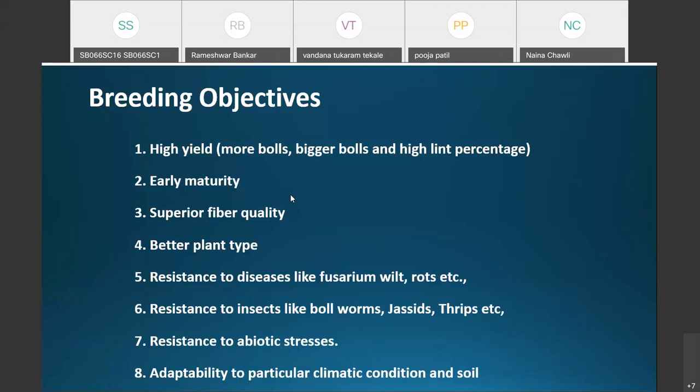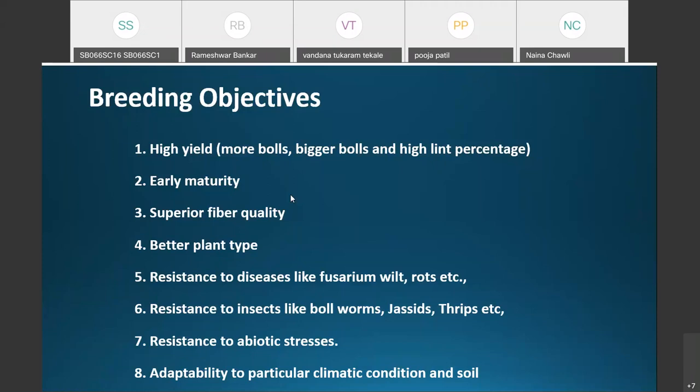Then the breeding objective: why breeding is essential in cotton. Generally, breeding is carried out mainly to develop a variety which has high yield, a superior variety with the following characters. Here the first character is the variety with high yield. High yield means the variety producing more balls, bigger balls and a high lint percentage. That means more cotton production. The breeding objective mainly aims at high yield.